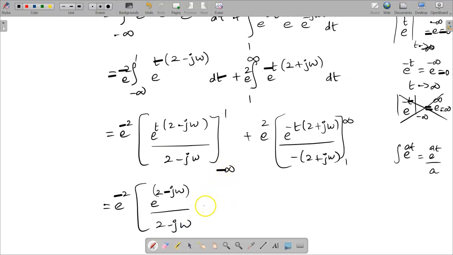When substituting your lower limit, you have to introduce one minus and then e power minus infinity. Infinity into any term is infinity. So you are keeping it as e power minus infinity (2 minus j omega). So this is for the first term.